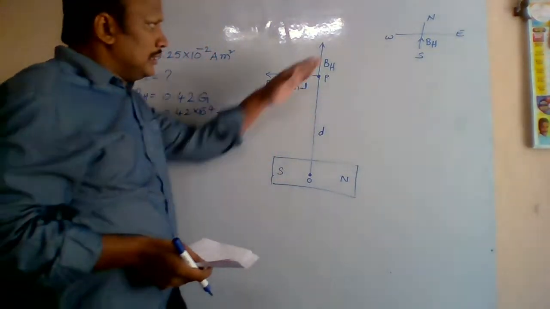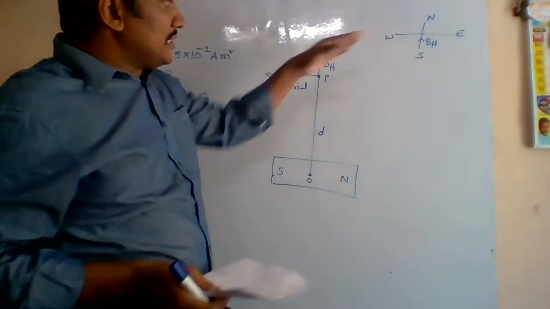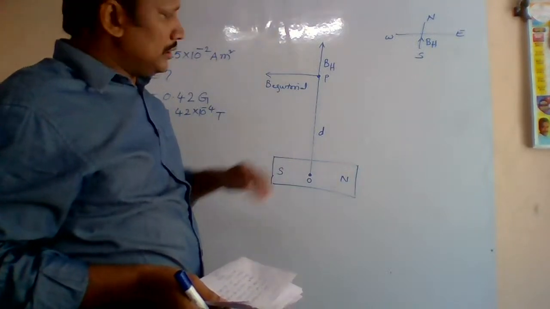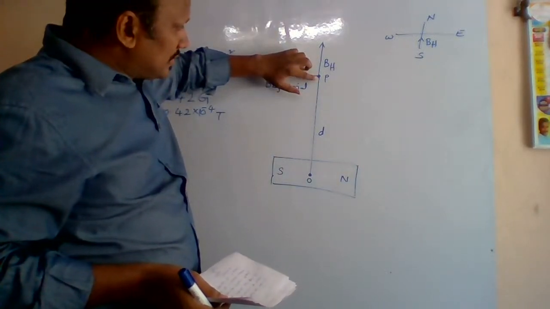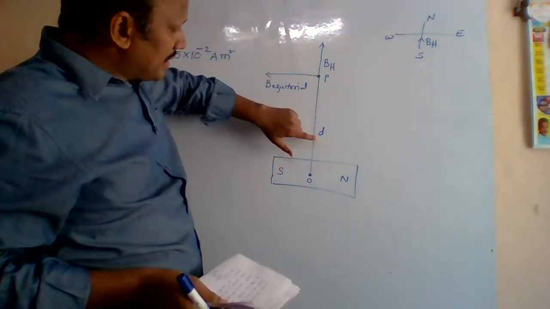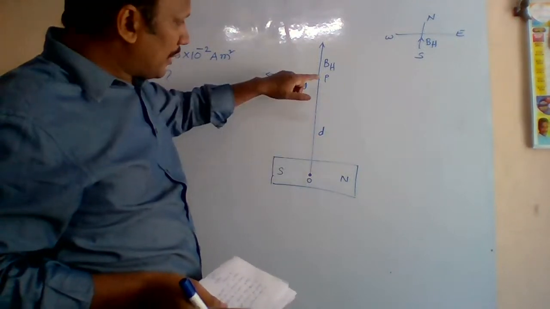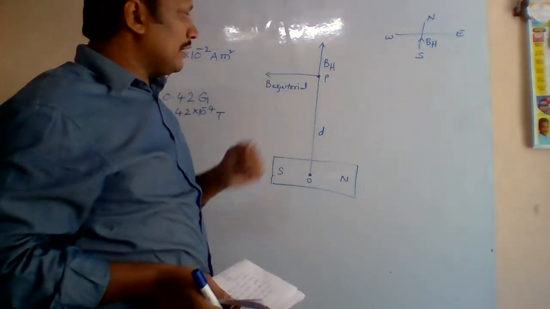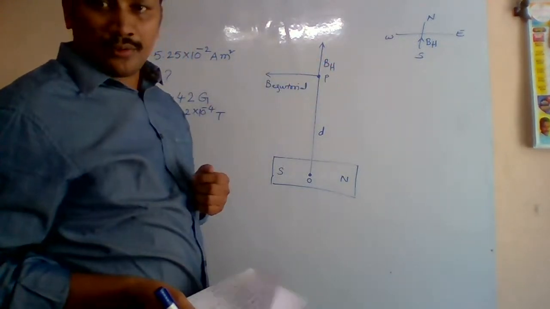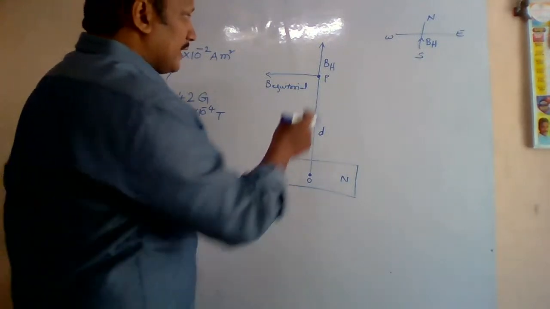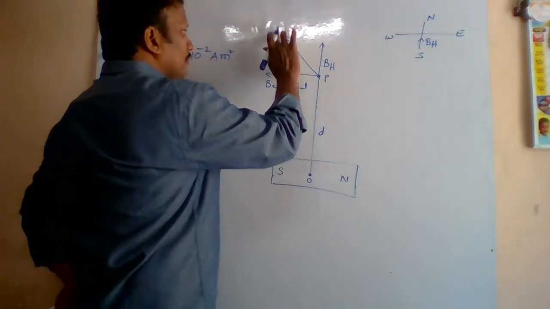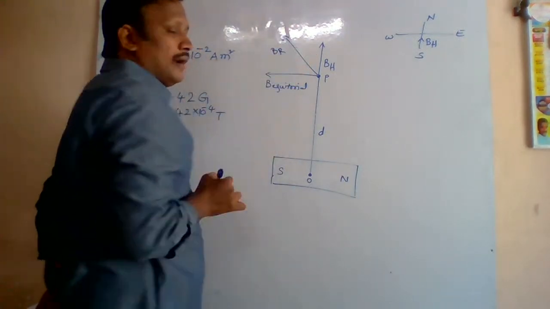According to the given data, the magnet is placed in the east-west direction. At the same time, the Earth's magnetic field is acting in the vertical upward direction. Now, on the perpendicular bisector, that is the equatorial line, I am taking a point at a distance d from the center of the bar magnet. At that point, what happened? Two fields are acting. BH is there, B equatorial is there. Now, BH and B equatorial are perpendicular to each other. Right? The resultant of these two is in this direction. This is BR, the resultant magnetic field.